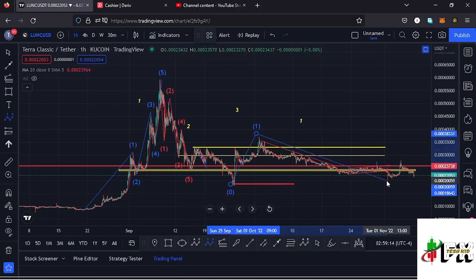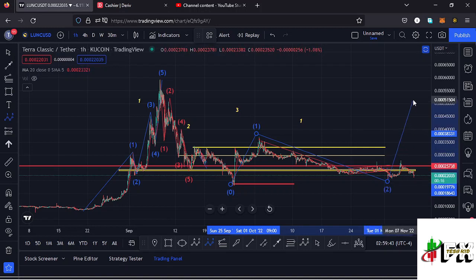Then we have seen the formation of a wave 2, and initially in my previous videos I was having my wave 2 low at around the $0.000022 mark, but in today's video I have my low at around the $0.00019 mark, and that is because LUNAC made a new low here on its chart, and that is the new low for that second wave.